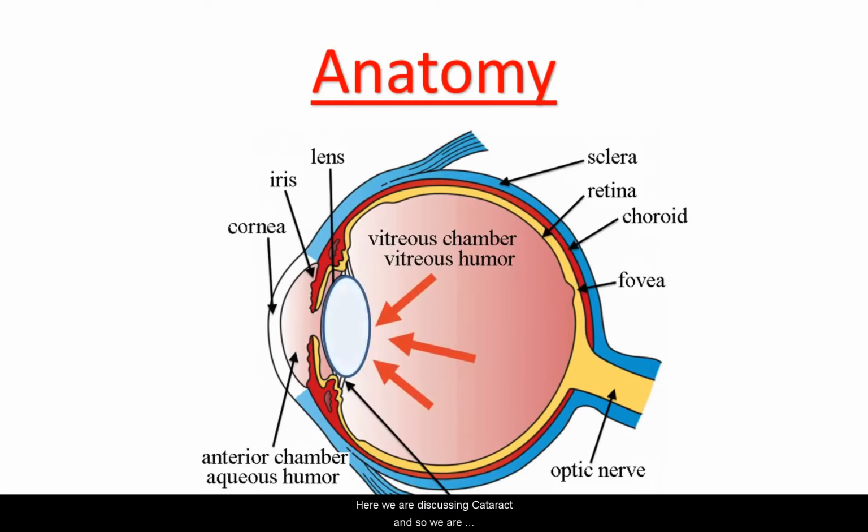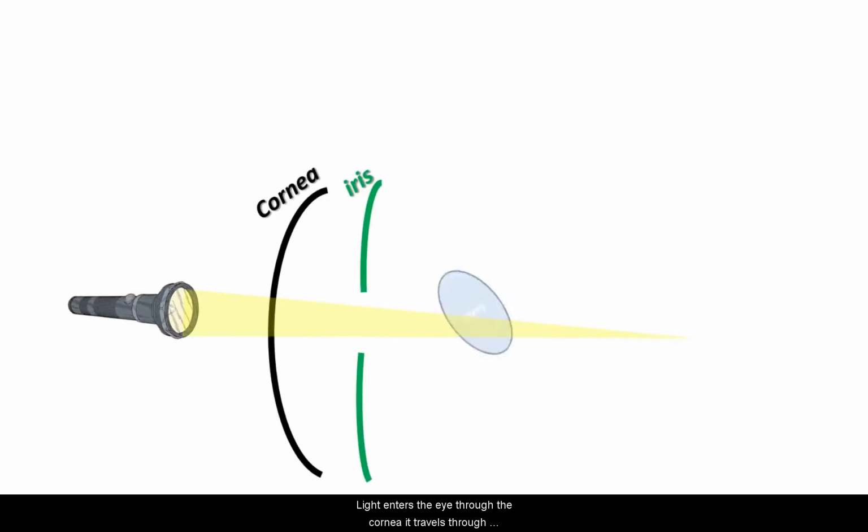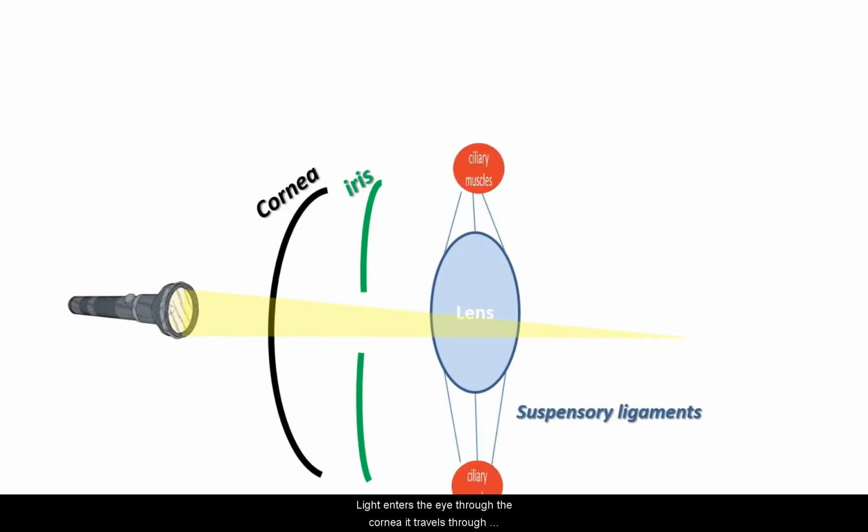Here we are discussing cataract, and so we are particularly interested in analyzing the lens. As you can see, the lens is located directly behind the iris. Here you have a simplified design. Light enters the eye through the cornea, it travels through the hole in the center of the iris, which is called the pupil, and then through the lens. The lens is kept in place by the suspensory ligament of the lens. This ligament attaches to the lens at its equator and connects it to the ciliary muscles.